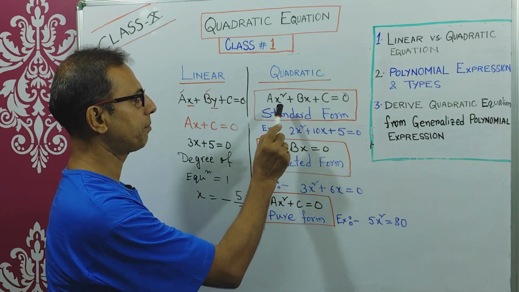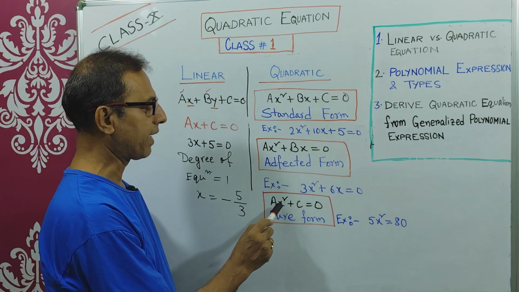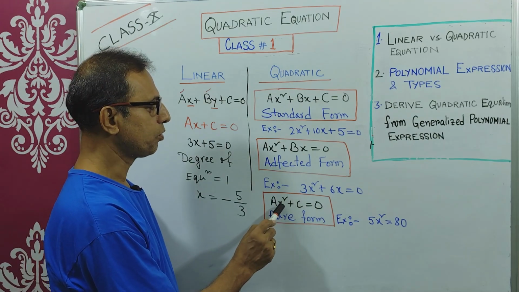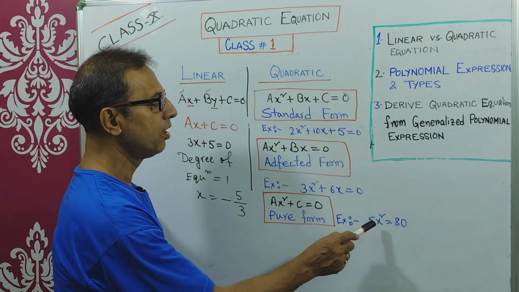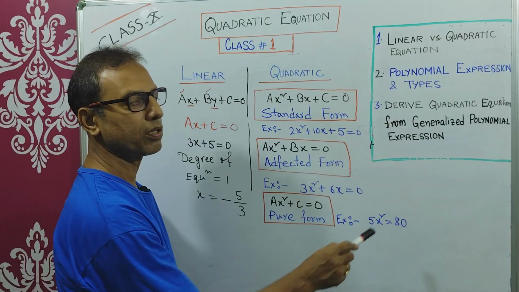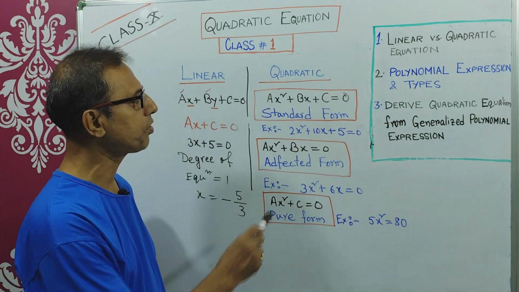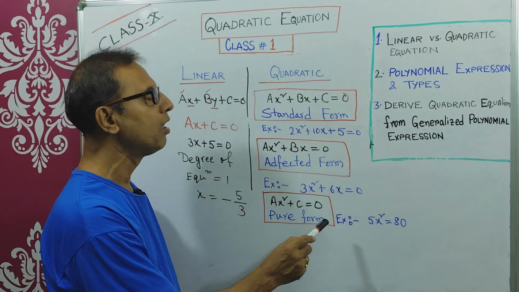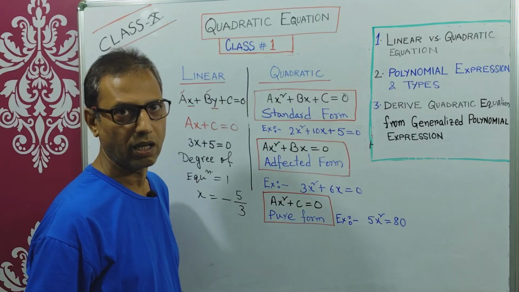You don't have the bx part, only x square plus c equals to 0, the constant term and the maximum power of the variable. So x square plus c equals to 0, this is the pure form of quadratic equation. Let's say an example, 5x square equals to 80. Now how to resolve the solution of x, or find out the roots of the equation, I will explain in the second class.